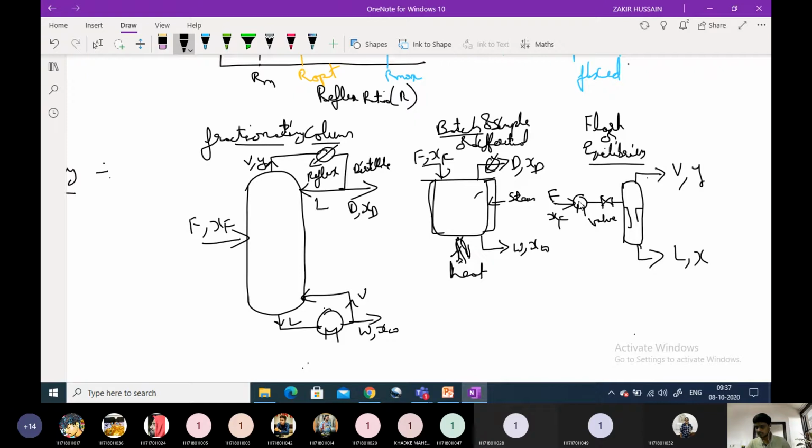Here also, if you see, a heat exchanger is there. This heat exchanger is heating the feed up to the bubble point, and after that it is passing through the pressure reducing valve.